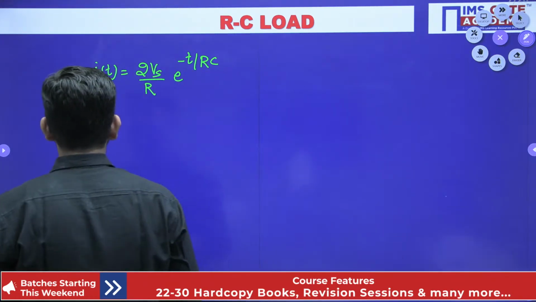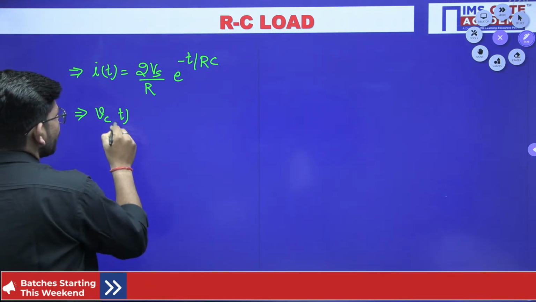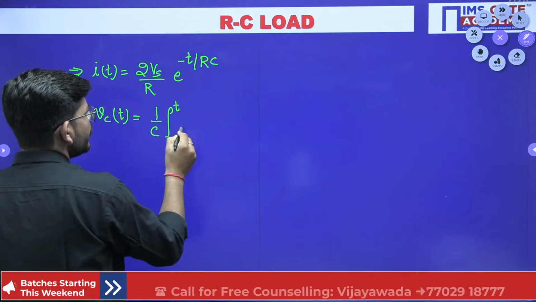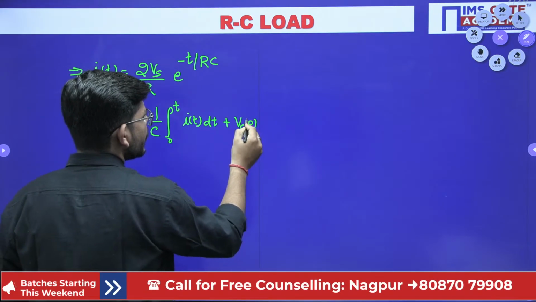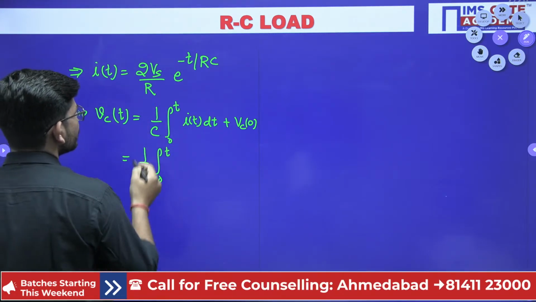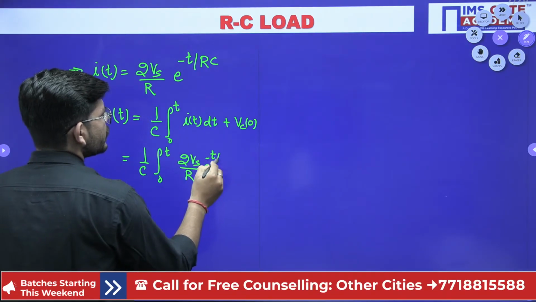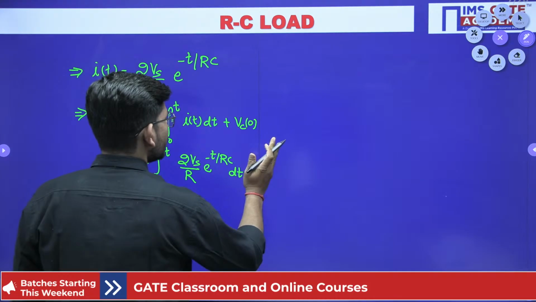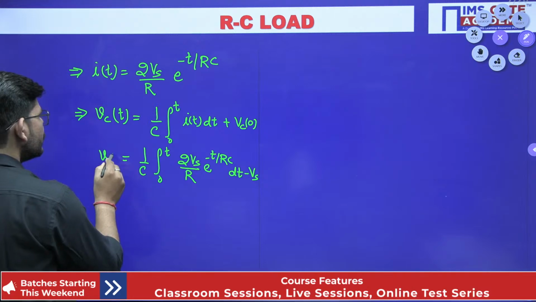Now in the same manner, I can get the capacitor voltage as well. So what will be my capacitor voltage? I can calculate it using the expression 1 by C integral from 0 to t of i(t) dt plus Vc0, which is the initial voltage. Now just put the values here. From 0 to t, the expression of i(t) we have is 2 Vs over R e to the power minus t over RC dt, plus the initial voltage, which here is minus Vs. So this is my capacitor voltage.